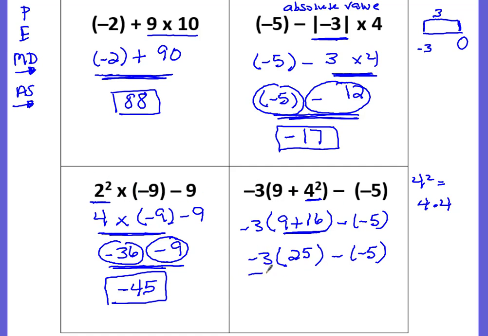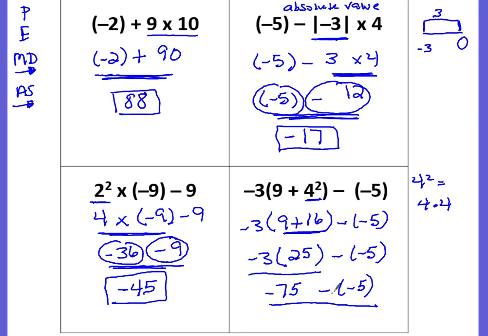And we just talked about this and said that this was multiplication. So I'm going to multiply. 3 times 25 is 75. And it's a negative times a positive, which makes it a -75. Bring down everything else, minus a -5. And my last operation is going to be the subtraction.